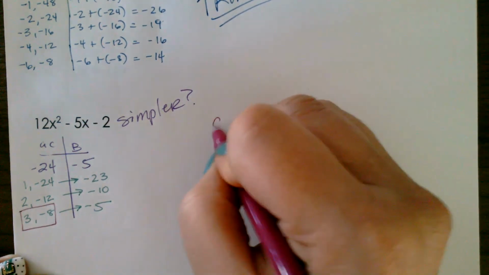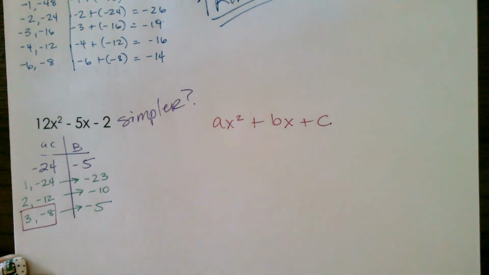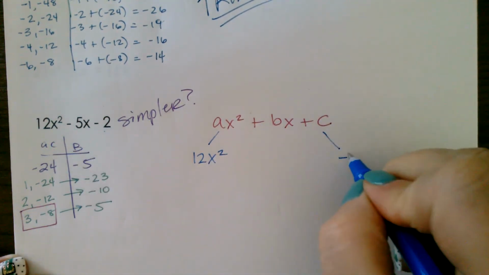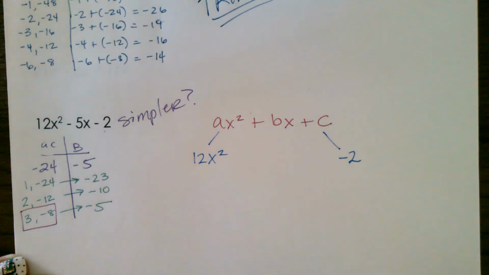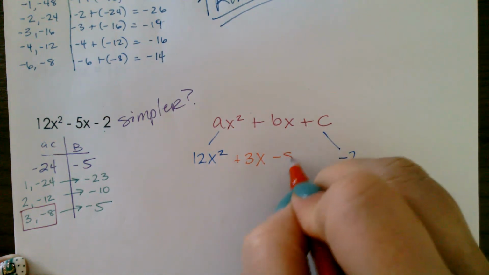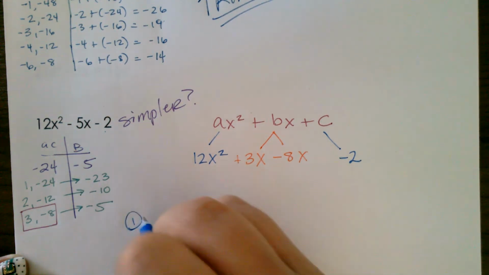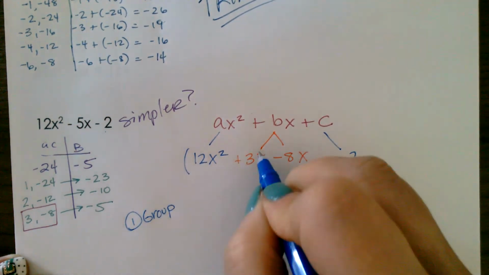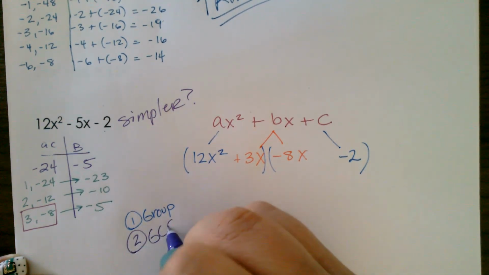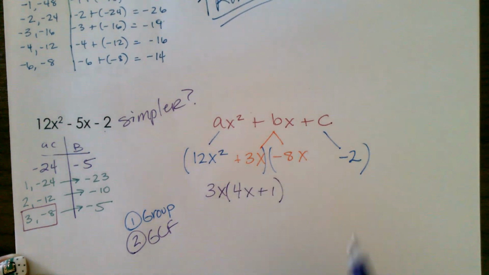Okay. Standard form. Fill in what we know. Our original A term is 12x squared. Our C term is negative 2. How many of you did I trick? Kind of funny. You just never know what you're going to get. That's why I asked you to prove it to me. These two make my B term. Step 1, group. Step 2, greatest common factor, 3x there, leaving me with 4x plus 1.